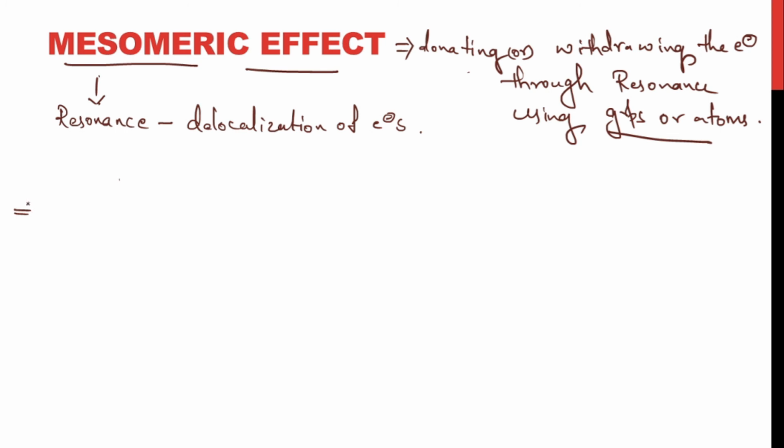I'll explain with an example. Suppose this is a resonating system, right? Now there is a halogen atom attached to this resonating system. This atom will either donate electrons or withdraw electrons from the resonating system. If it is donating the electrons, this would gain the positive charge, if it is donating its lone pair of electrons.